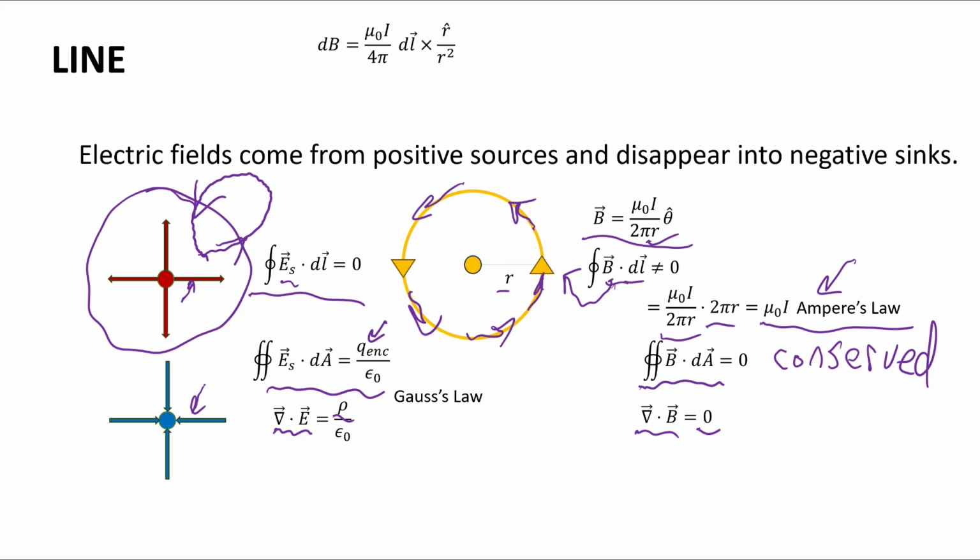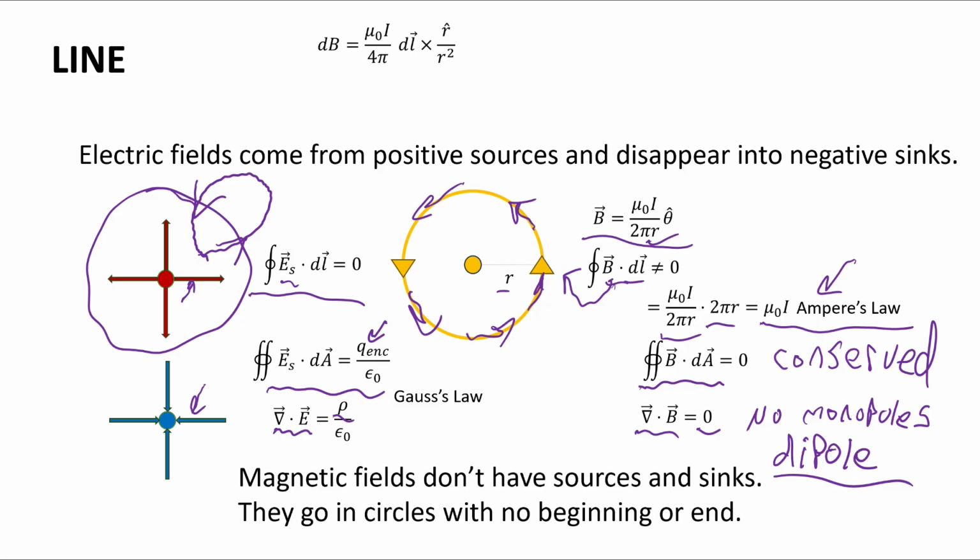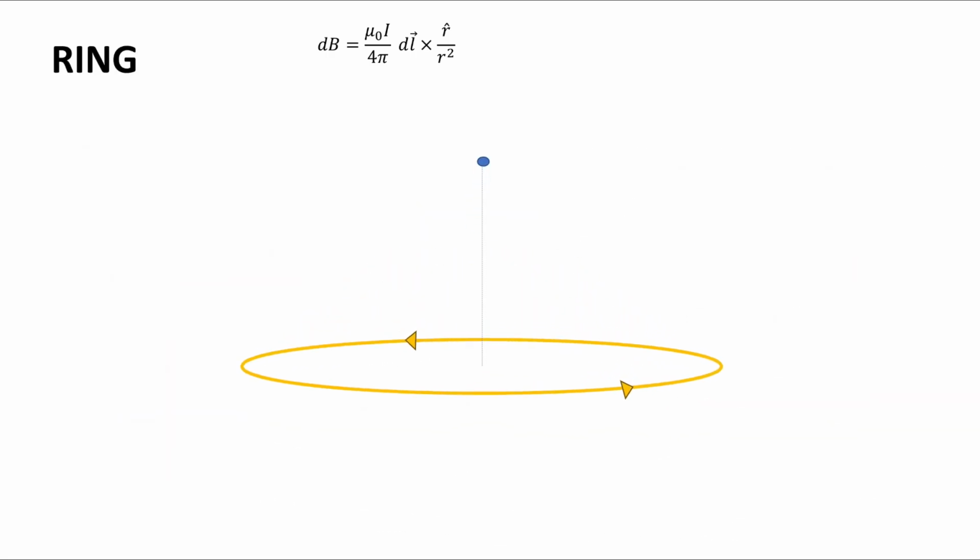There's zero magnetic charge. Another way to say this is no monopoles, no monopoles. Later in this video, we'll see that there is such a thing as a dipole, and they're super important. We'll put all of our fields in terms of dipoles at the very end of the video. So we say magnetic fields don't have sources and sinks. They just go around in circles with no beginning and no end. Okay, enough of that. Let's move on.